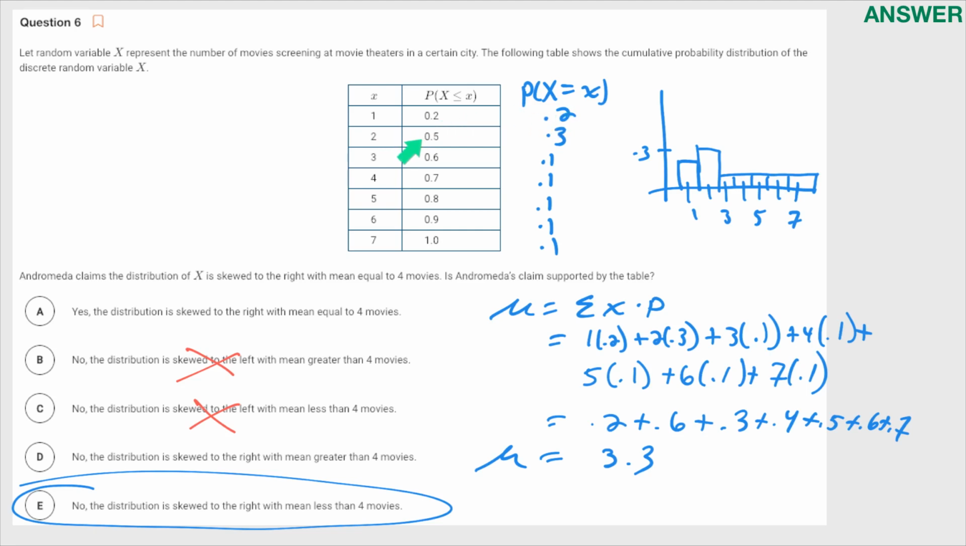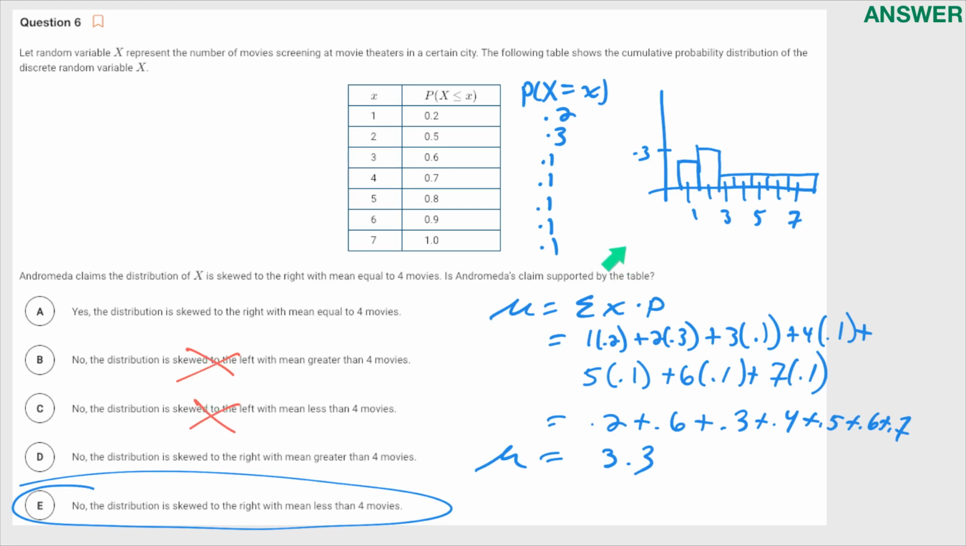The second cell is the sum of the first and second. Well, if the first one was 0.2, then the second one has to be 0.3, et cetera, et cetera. If you find successive differences, you can figure out what the original probability distribution was. Plotting that quickly gives you a skewed right distribution with a long tail to the right, so that eliminates choices B and C.